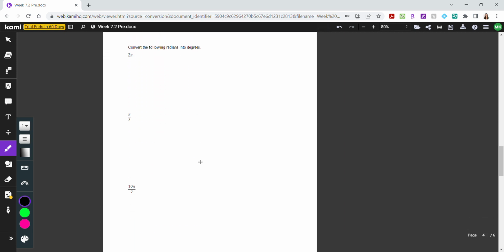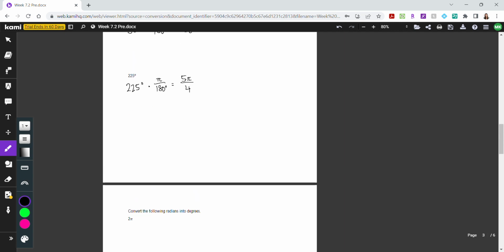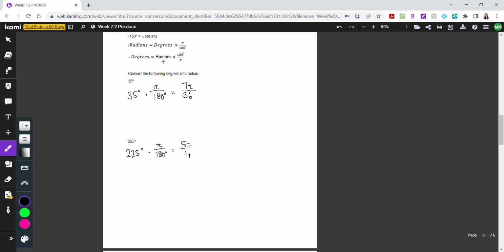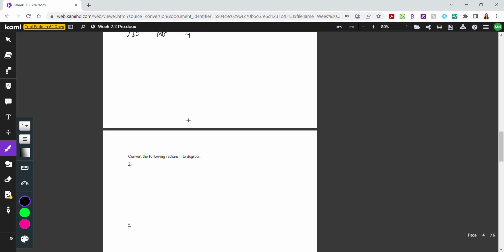Now to the flip side, we're going to convert radians into degrees. From that, we're going to use the formula that is given. So in this case, we're going to use this one. But if you're not sure how, you can also just use this and substitute as needed.